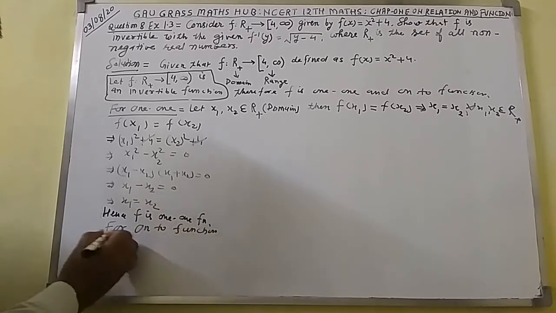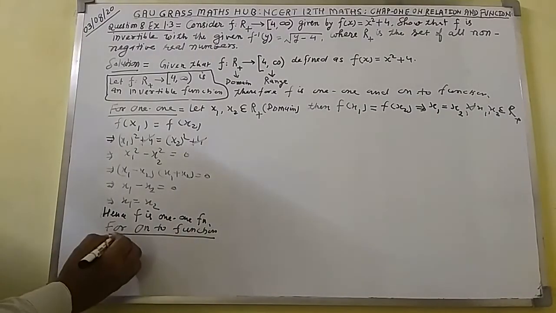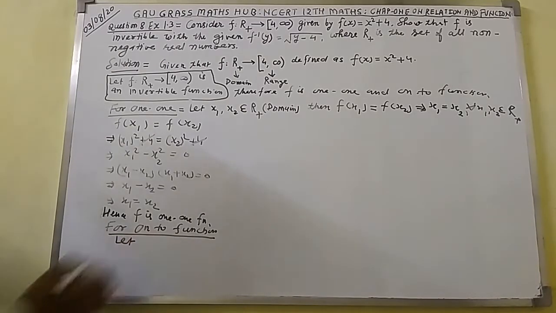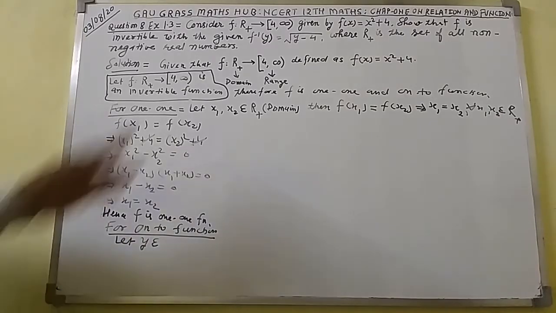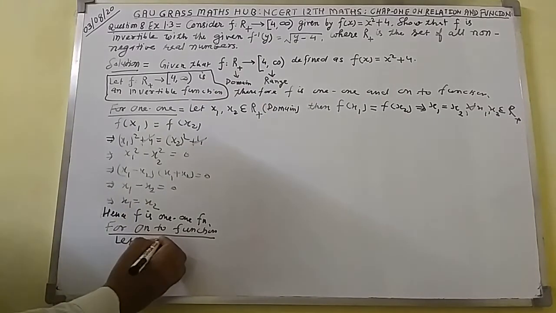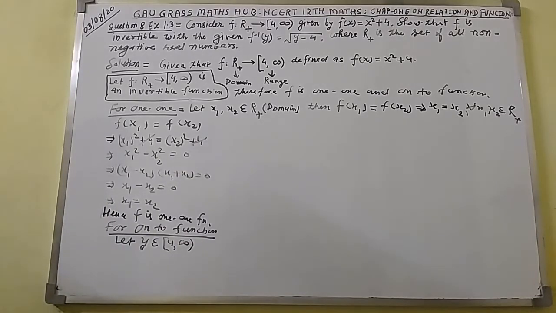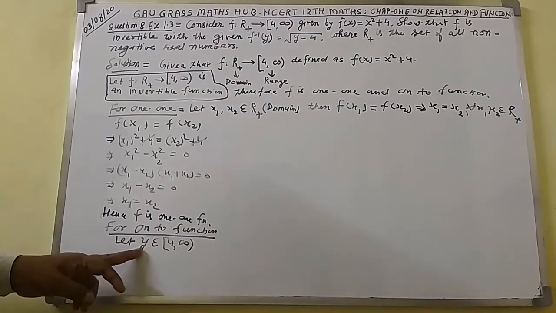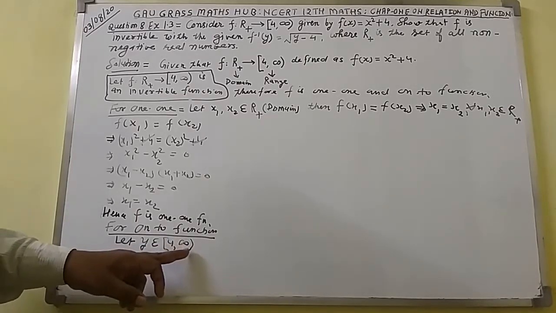For onto function, what to do here? For onto function, here you will write: let y belong to range. Range, here you can see, this is range. So here you will write: let y belong to the closed interval 4, infinity, open interval.